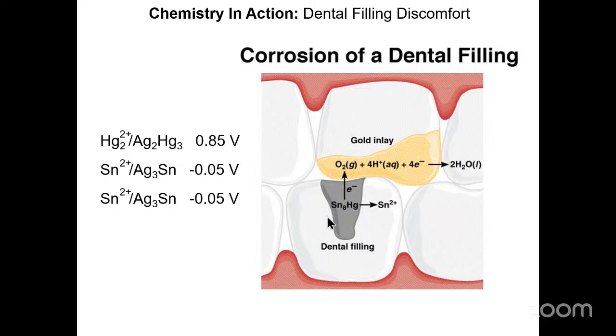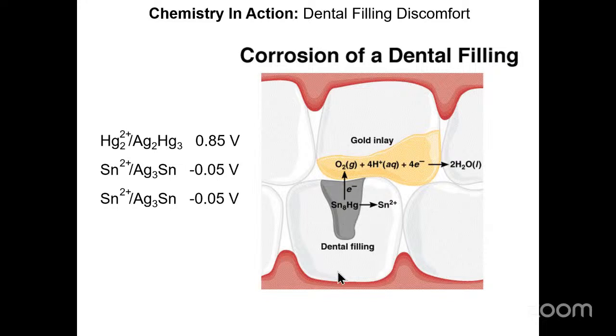Basically, erosion of the filling will take place over a period of time due to redox reactions, where the tin in the amalgam will undergo oxidation to form tin 2+, and the electrons lost as a result of that oxidation will form water as a result of this half equation right here, where oxygen will undergo reduction along with H+ to form water. So over time, the corrosion will take place, which happened in my case, and therefore I had to go back to the dentist here in the States and have that tooth removed.